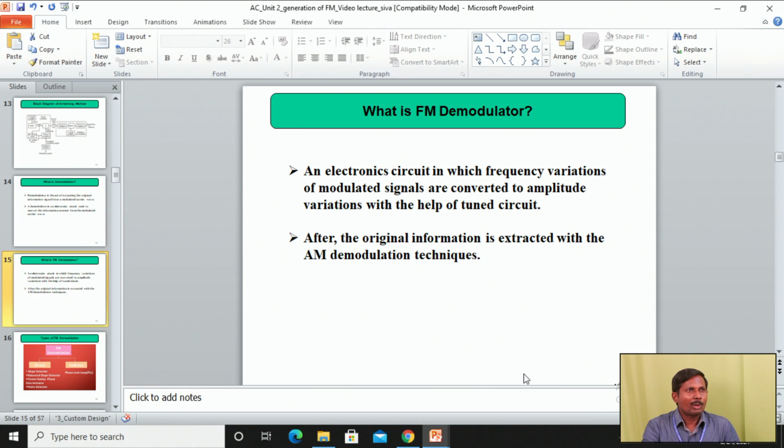What is the FM demodulator? An electronic circuit in which frequency variations of the modulated signal are converted to amplitude variations with the help of a tuned circuit. After that, the original information is extracted with the AM demodulation techniques.